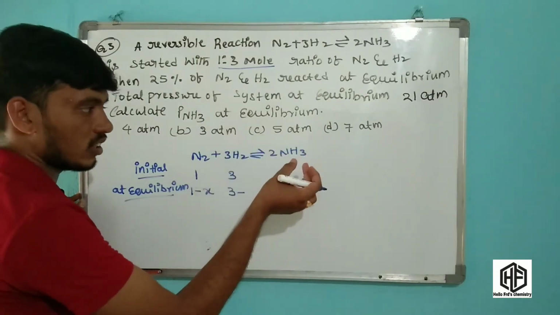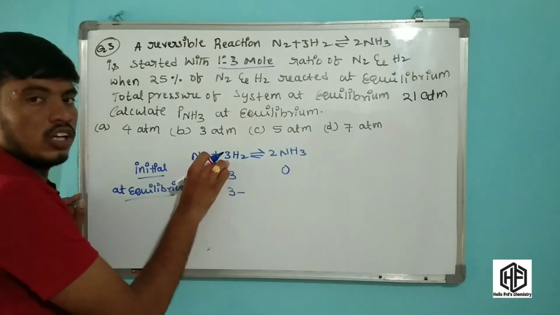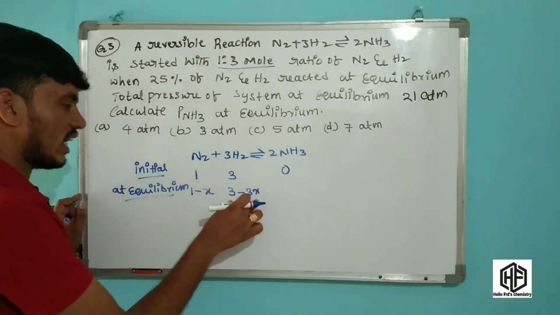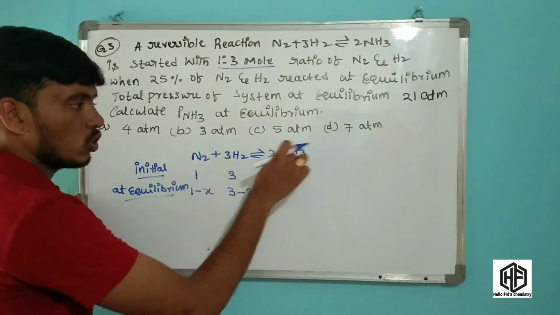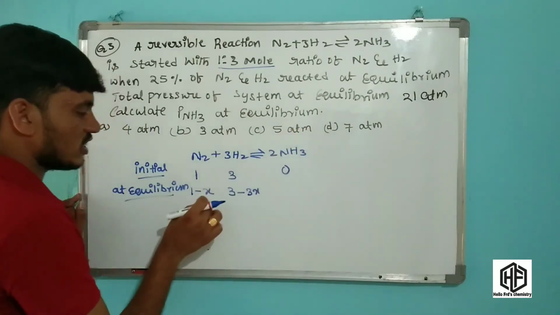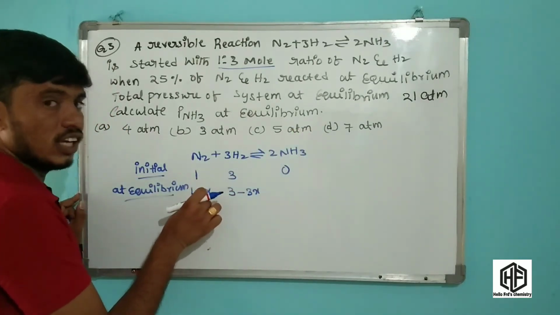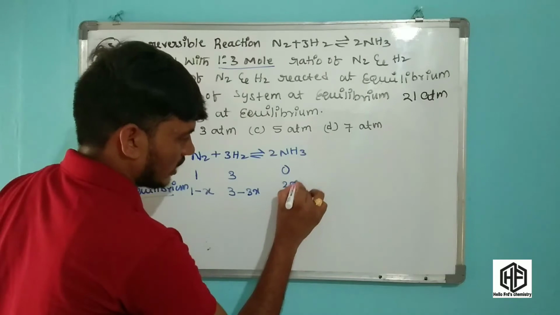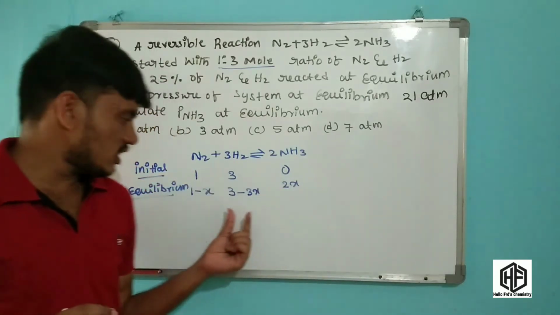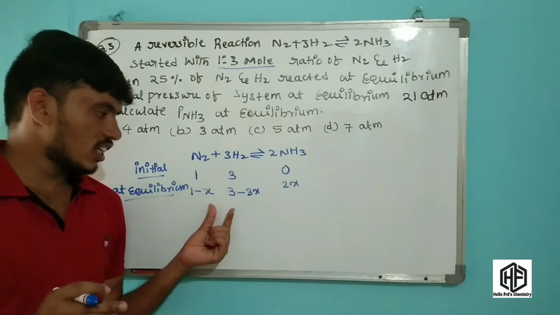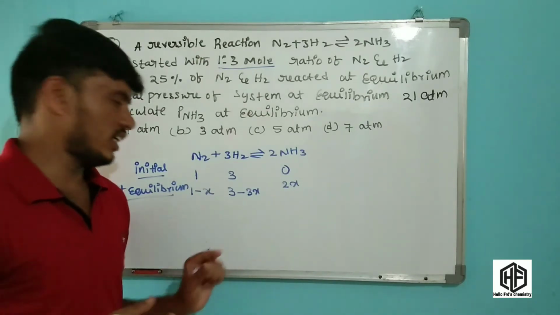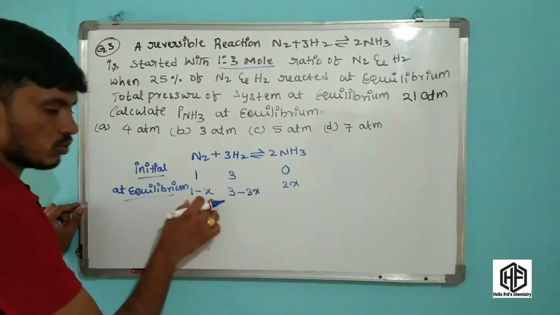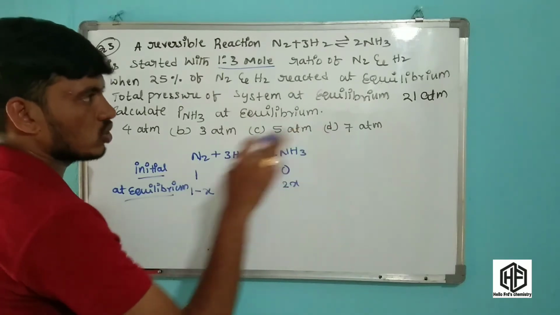For H2, initially it is 3, and at equilibrium x moles react, but with the stoichiometric coefficient it is 3x moles. So 3 minus 3x moles remain at equilibrium to form 2 moles of NH3. Initially the product is 0, and at equilibrium the product is 2x. This is the basic concept. This step is very important. If you understand this step, you can solve any problem easily.